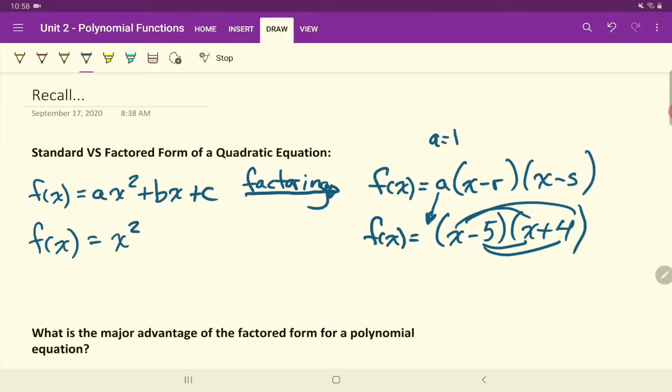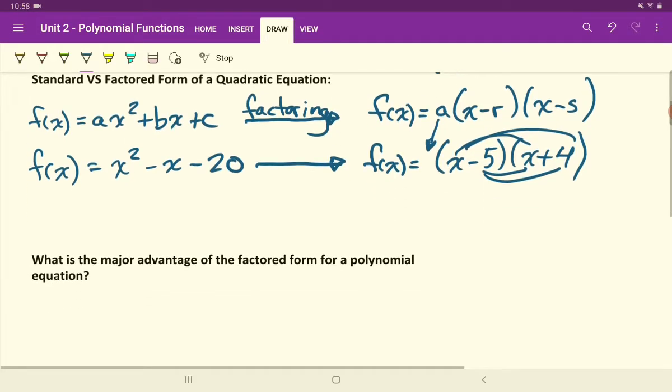So we would get x squared, then plus 4x minus 5x, which would be minus x, and then negative 5 times positive 4 is negative 20. That would be our equation, our equivalent equation to our factored form. So that's just to refresh your memory. I'm not going to explain right now how to go from standard to factored form, just vice versa. It's pretty straightforward. You just expand out your brackets like we've done so many times before.